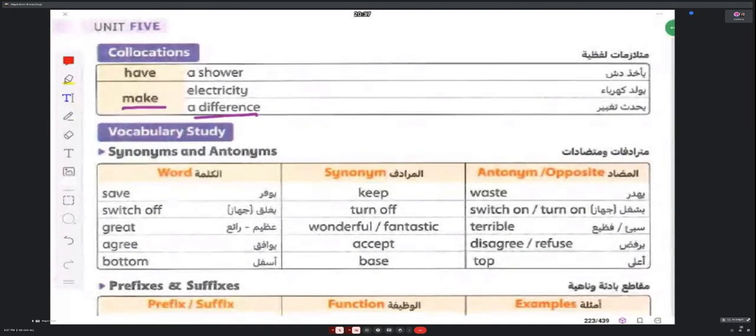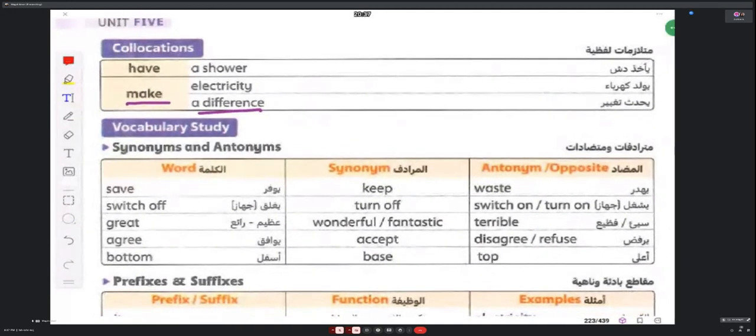Synonyms and antonyms: save, keep. The opposite is waste. Switch off, turn off, switch on or turn on. Great, wonderful, fantastic, beautiful. Terrible, horrible, very bad. Agree, accept, disagree, or refuse. Refuse to do something. Agree with somebody or agree to do something. Accept something.